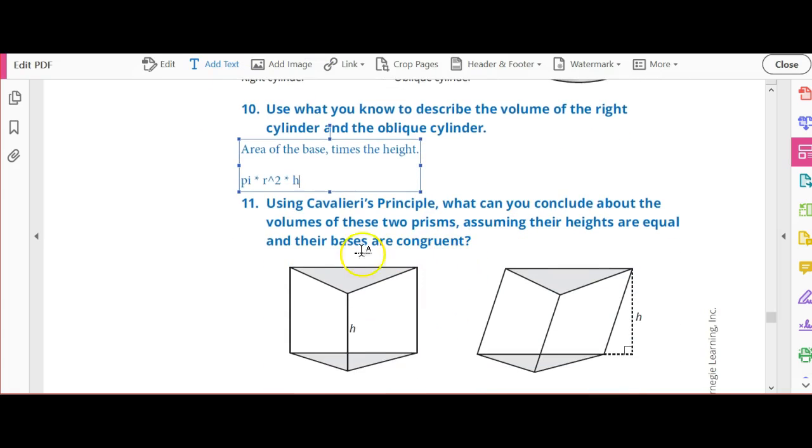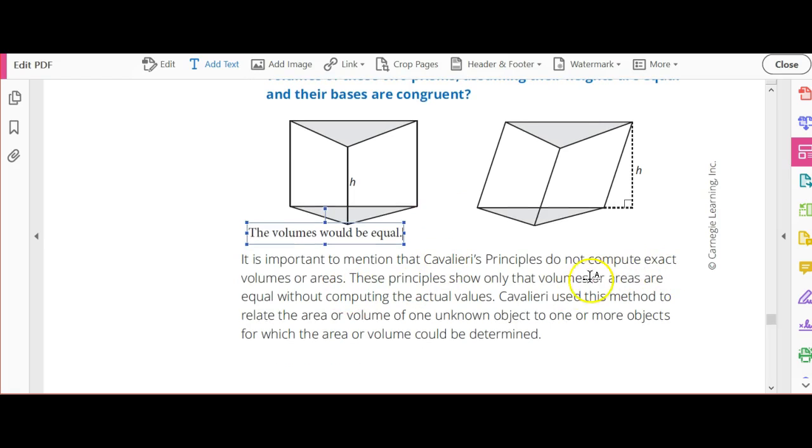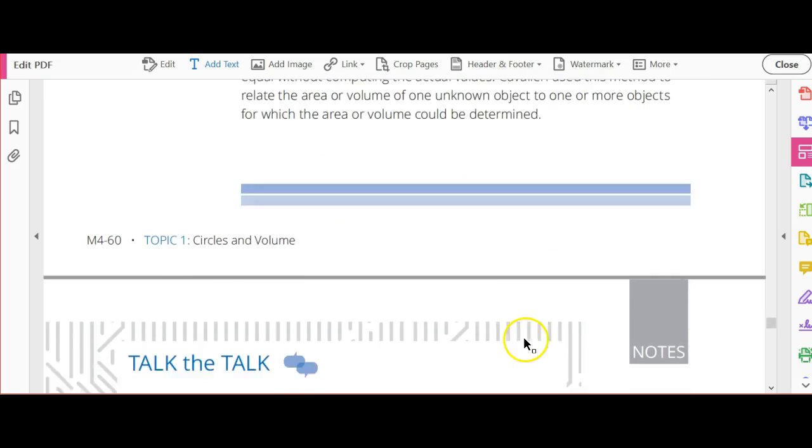Using Cavaliere's principle, what can you conclude about the volumes of these two prisms, assuming their heights are equal and their bases are congruent? So if the bases are congruent and the heights are equal, what are we going to say? The volumes would be equal. It's important to mention Cavaliere's principles do not compute exact volumes or areas. They're not meant to calculate an exact volume or area. The principles just show that volumes or areas are equal without computing the actual values. Cavaliere used this method to relate the area or volume of one unknown object to one or more objects for which the area or volume could be determined.